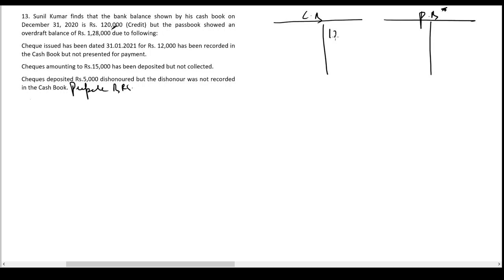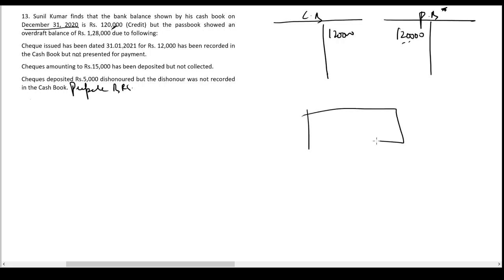Let us start with cash book balance 1,20,000 on the payment side and also on the withdrawal side in the passbook. We have to assume both of them are equal first because we know that they are not the same, but initially we have to consider both of them as same and then start solving the problem. Check issued dated 31st January 21, 12,000 has been recorded in the cash book but not presented for payment. Up to which date? Up to 31st December 20, this has not been presented for payment.